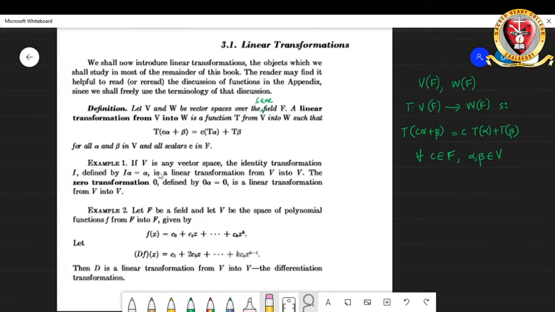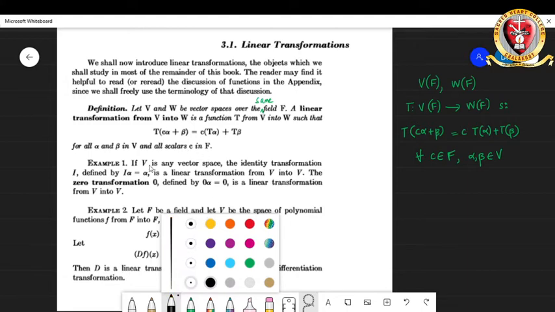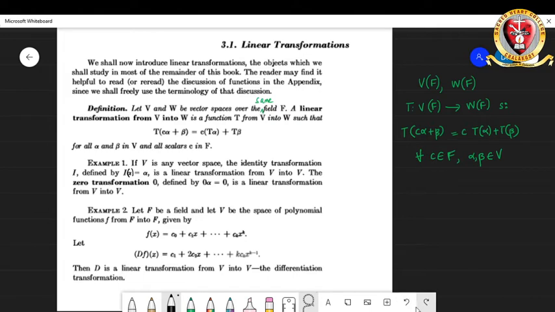Okay, so we'll see the first example. Example: if V is any vector space, the identity transformation I defined by I of alpha equal to alpha. Here they are not using the braces in this textbook, so you can write I alpha or I of alpha, either way. I of alpha is equal to alpha is a linear transformation from V to V. So the identity transformation from V to V such that I of v is equal to v for every v belonging to V is a linear transformation. You can check whether this satisfies the property we just talked about.